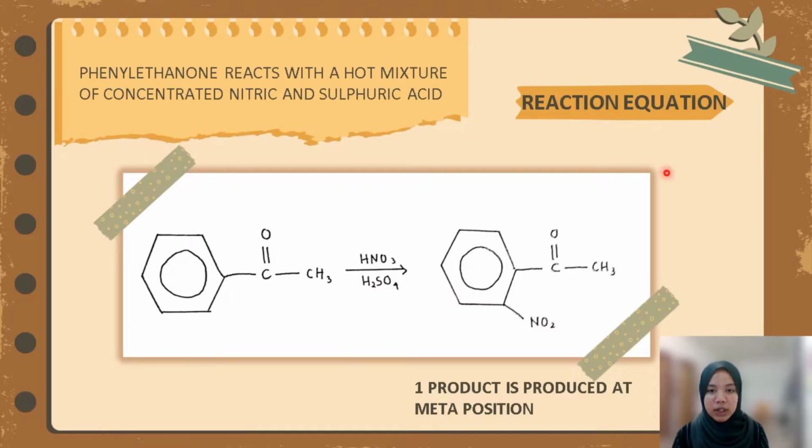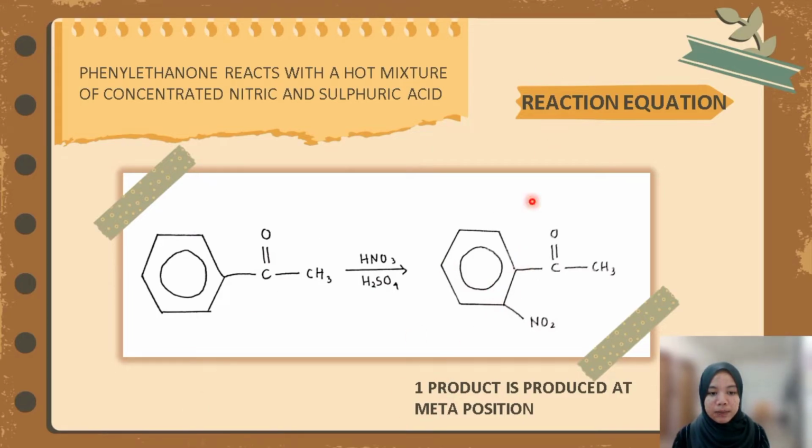Okay, this is the reaction equation of phenylethanol reacting with a hot mixture of concentrated nitric and sulfuric acid. This is phenylethanol. It will produce one product, which has NO2 at the meta position. So why is just one product produced at the meta position?